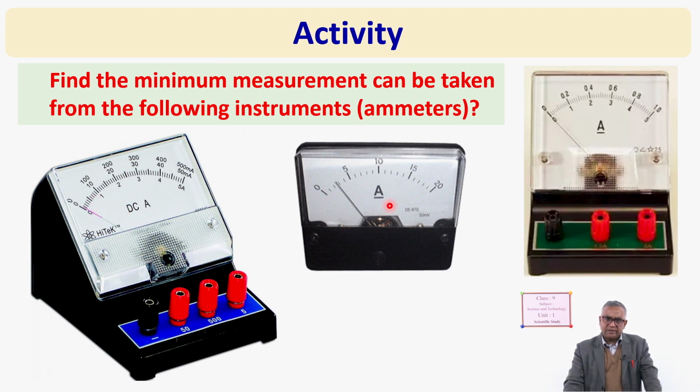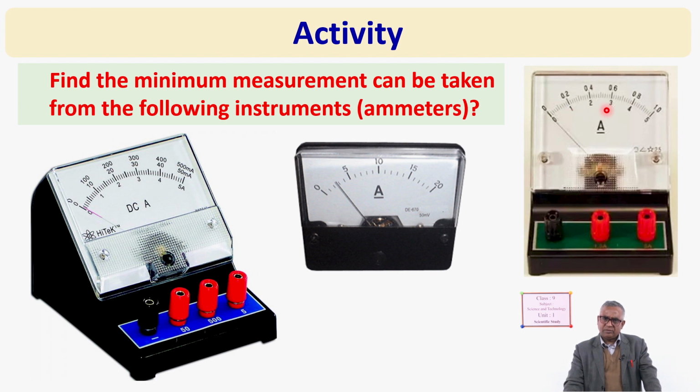And here, what is that? It is from here to there 5 ampere. So how many gaps are, that means how many segments are there? 1, 2, 3, 4 and then 5. So here one segment shows what? 1 ampere. You cannot measure smaller than 1 ampere here. And here 1 to what? That is given. How much?